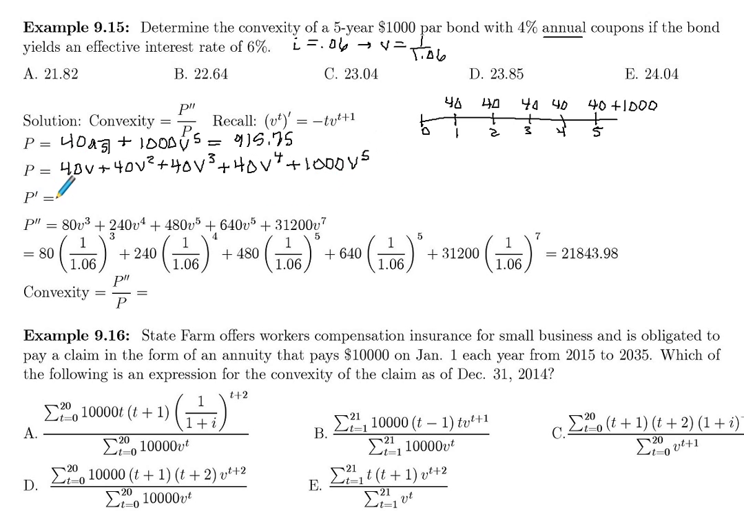So then P prime, we can just use our derivative formula here. This exponent is 1, so that's going to come down with a negative sign. This will be negative 40, and then you increase the exponent, so v squared. Negative 2 times 40, that'll be negative 80. Increase your exponent, v cubed. Negative 3 times 40, minus 120. Increase your exponent, v to the fourth. Negative 4 times 40, negative 160. Increase your exponent, v to the fifth. Negative 5 times, this should be 1040 here.